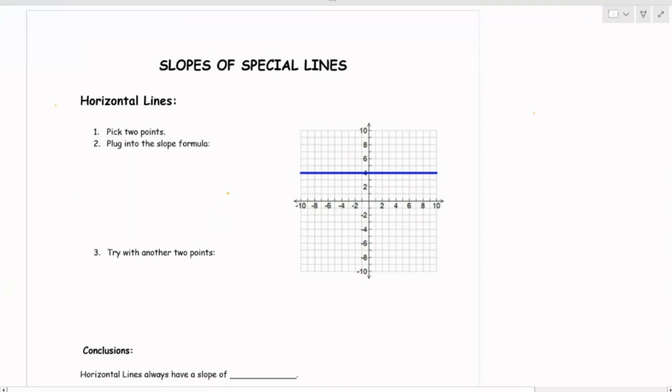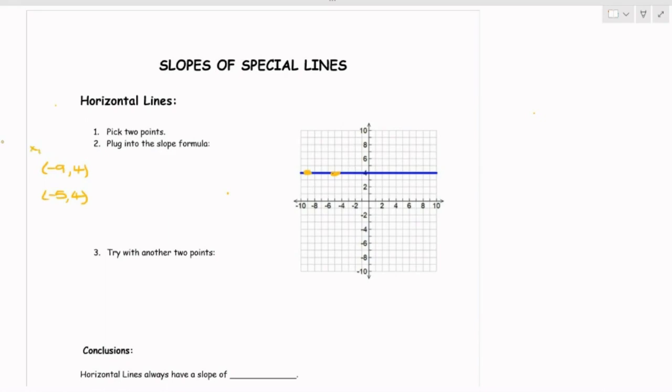Okay, so we are going to start with slopes of special lines. Let's first tackle horizontal lines. Step number 1 is to pick 2 points on our line. So I'm going to pick -9 and 4, and it doesn't really matter here, but let's go with -5. Whoops, that's supposed to be -5 and 4. So like I said, the 2 points are (-9, 4) and (-5, 4).